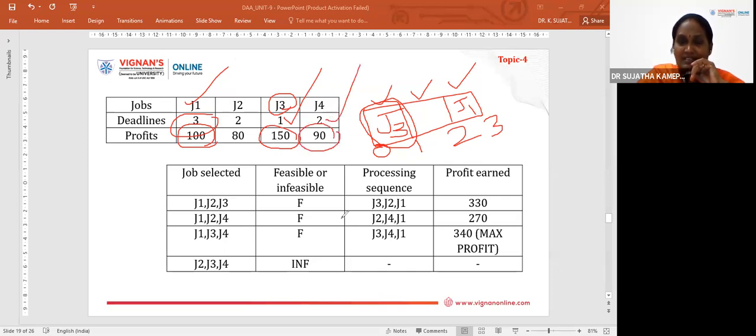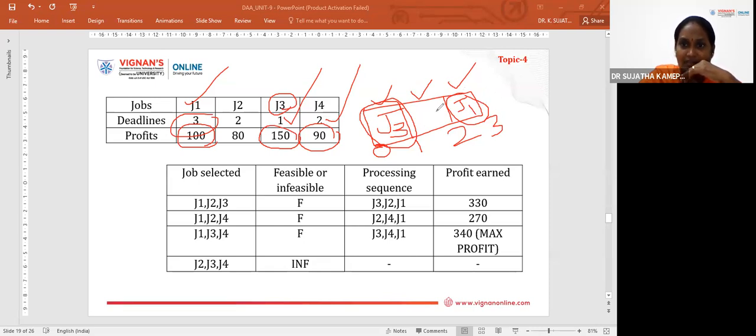His deadline is 2. That is, he can wait up to 2 hours. I can complete him either in the first hour or in the second hour. So here also, he can wait for 3 hours. I can complete him in the second hour as well as the third hour. Since he waits for 3 hours, I am completing him in the third slot.